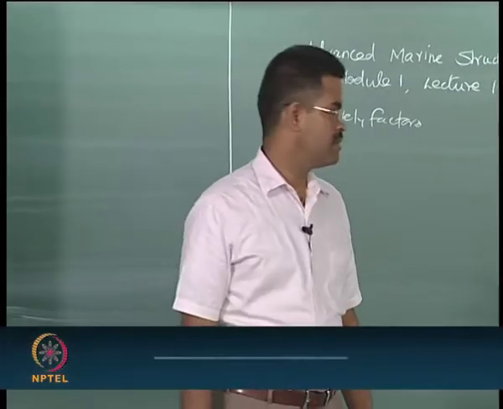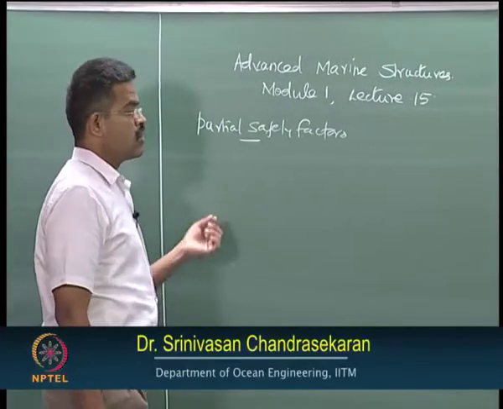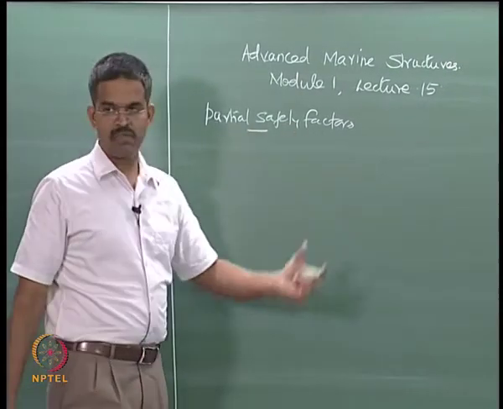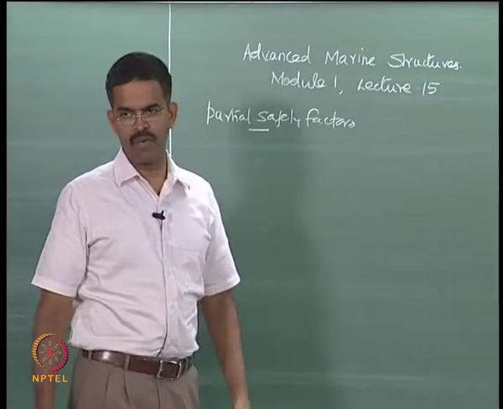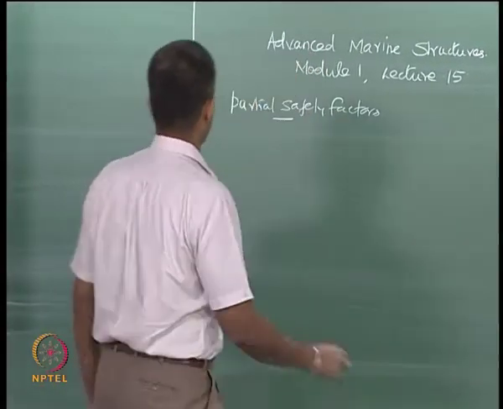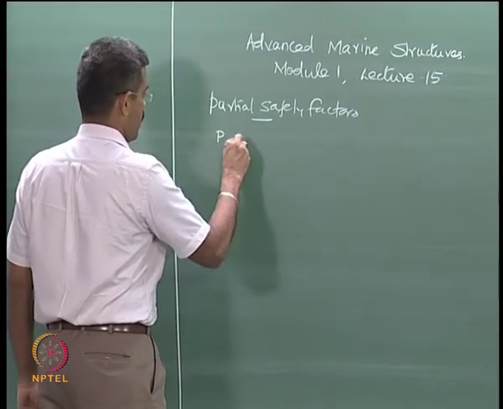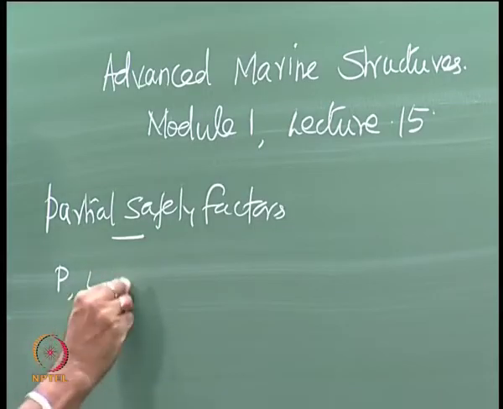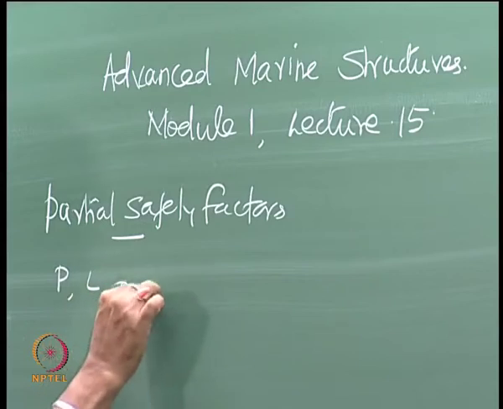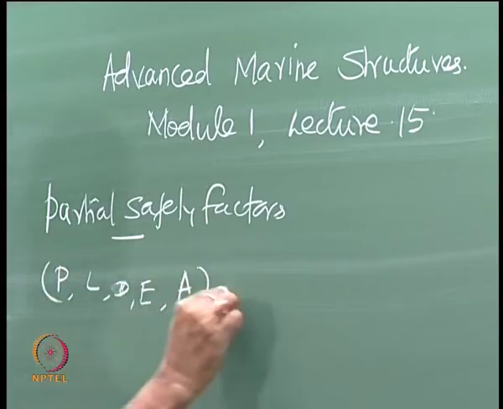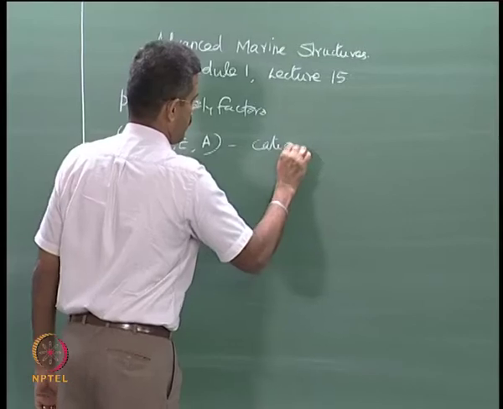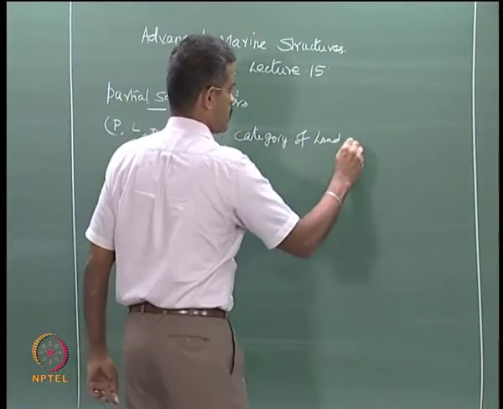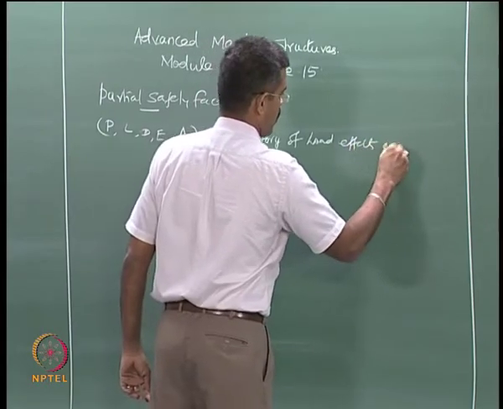So in the last lecture we discussed the load effects on marine structures. We also discussed something about the partial safety factors. We said the load is categorized, depending upon the effects on structures, as permanent load P, variable load or live load L, then the deformation load D, then the environmental load E and the accident load A. These are basically the categories of loads, or I should say load effects on marine structures.